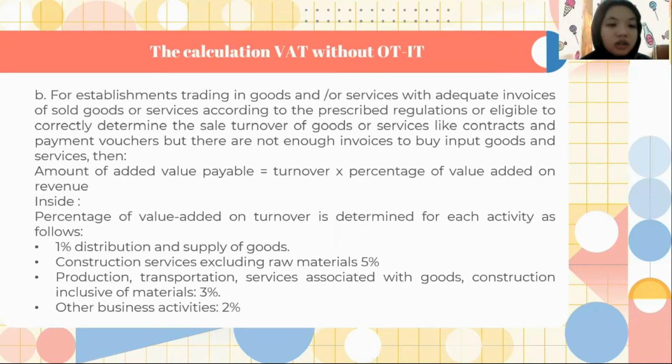Inside this formula, the percentage of value added on turnover is determined for each activity as follows: 1% for distribution and supply of goods, 5% for services and construction excluding raw material, 3% for production and transportation services associated with goods and construction inclusive of material, and 2% for other business activities.